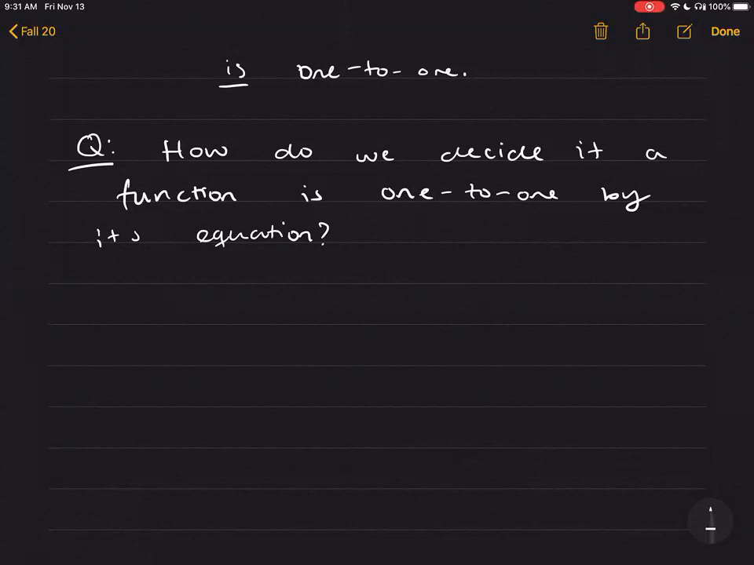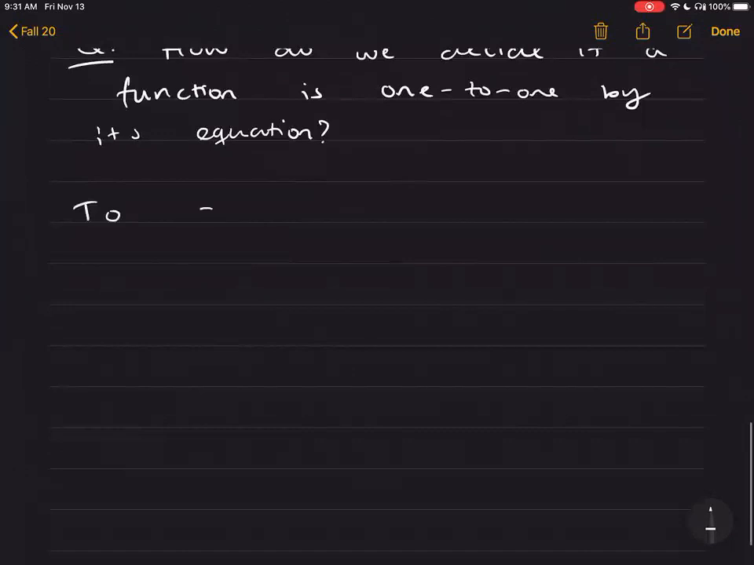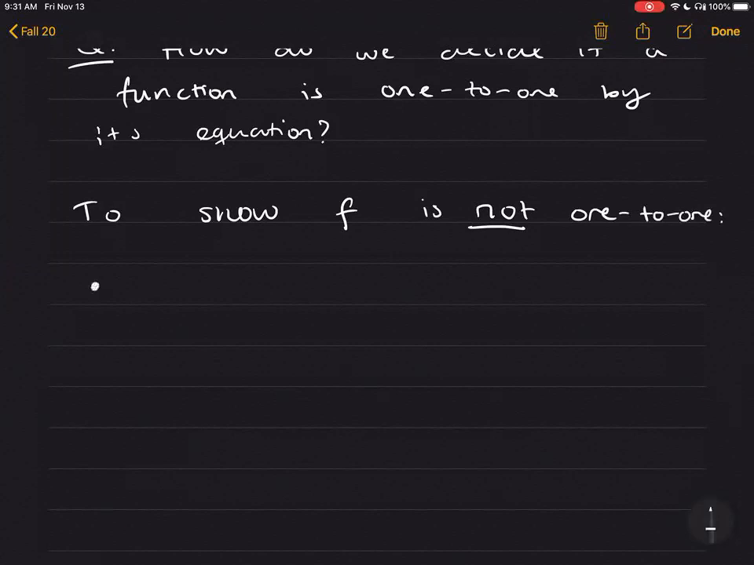So first, we're going to look at how to show f is not 1 to 1. To show some function f is not 1 to 1, here are the steps. First, you pick an x1 and x2. So you have to pick 2 inputs where x1 does not equal x2.